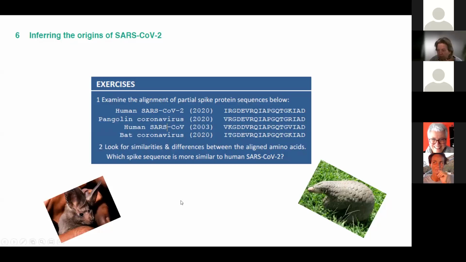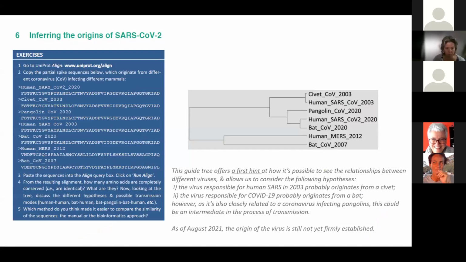So that's why the hypothesis was that either a bat, or a pangolin, or a bat and a pangolin would have been at the origin of the SARS-CoV-2 pandemic. And by aligning all the spike protein sequences here, we get this nice tree, and we could interpret this tree as saying that the pandemic in 2003 originated from a civet. The pandemic from 2012, the MERS one, originated from a bat, and the one we are living now may originate from a pangolin or a bat.